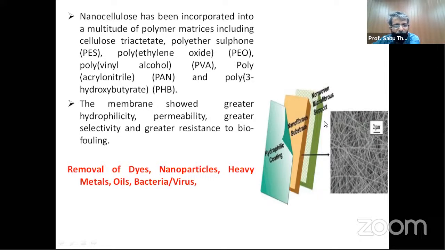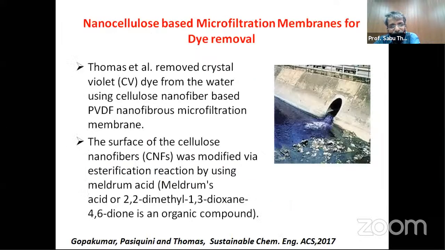It could be PEO, or it could be PVA, or it could be PHB, and then you have a nanofibrous support. This is the electrospun system. This you can buy from the market. And you can see the nanofiber, electrospun nanofiber. It could be PVDF. On the top of this, you know what we have done? We have sprayed the nanocellulose suspension. While doing this, you can make excellent filters. You will see the filtering action.